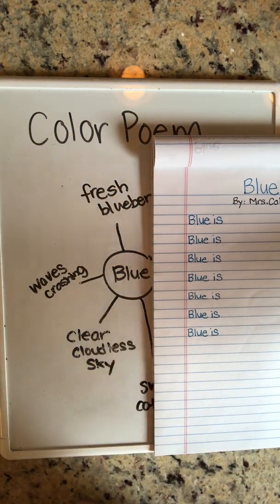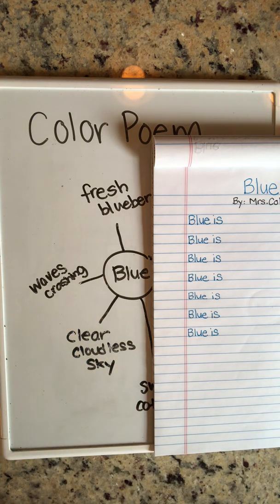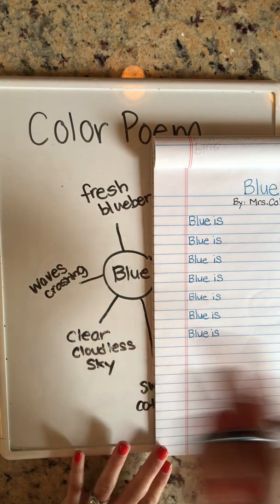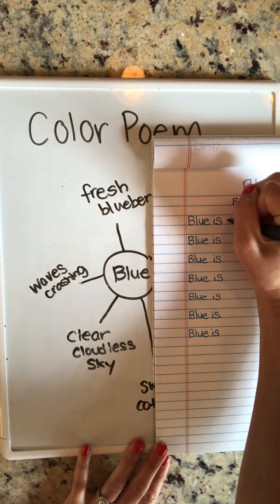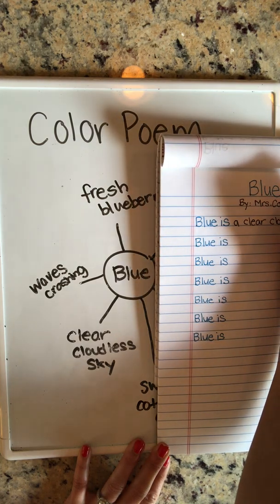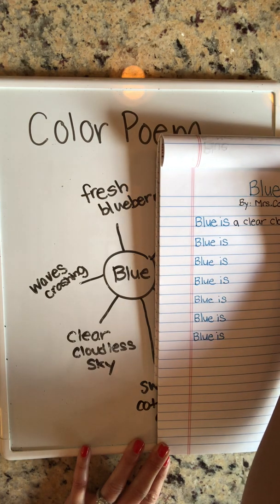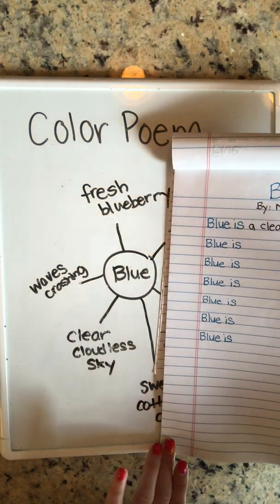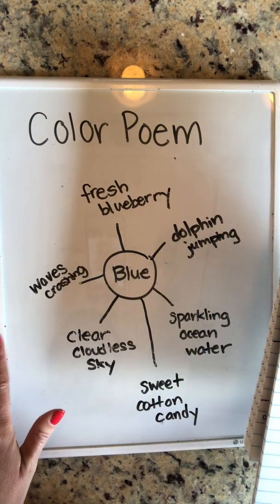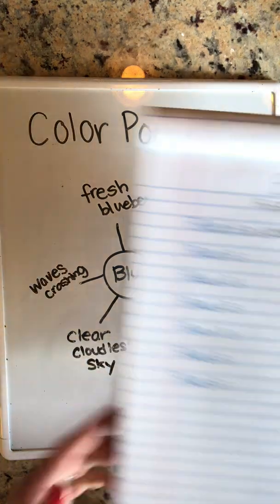I'm going to take a look at my web. And I'm going to start with, blue is the clear, cloudless sky. And that's already almost a complete sentence. Blue is a clear, okay? The next thing I'm going to use from my web is that blue is the sparkling ocean water.